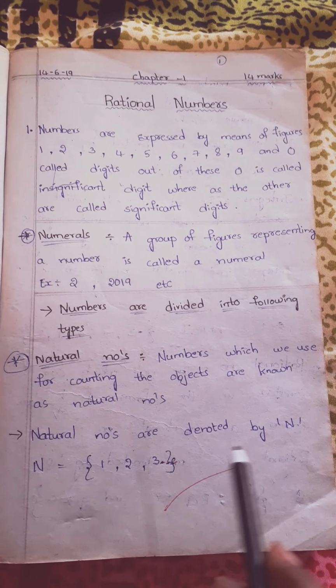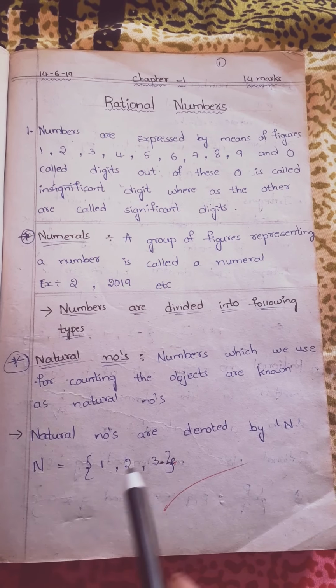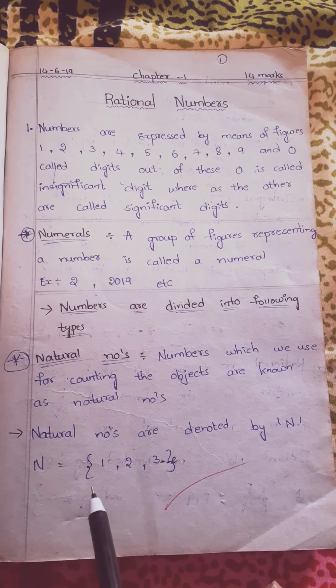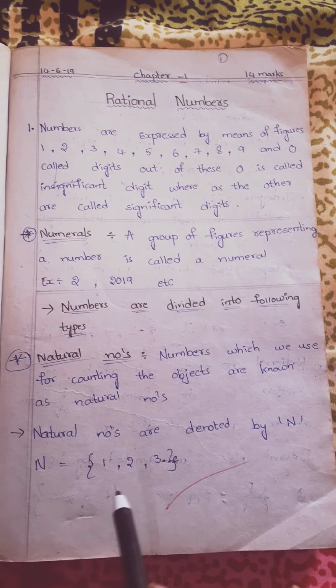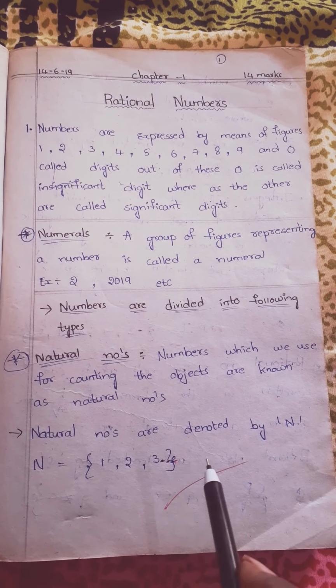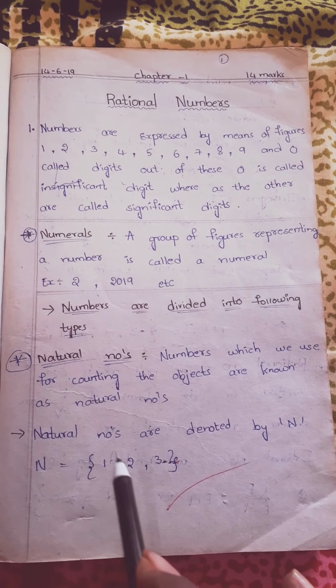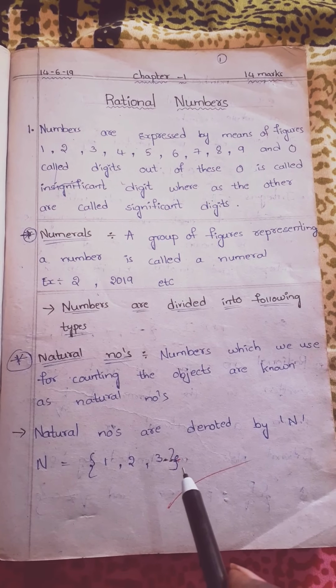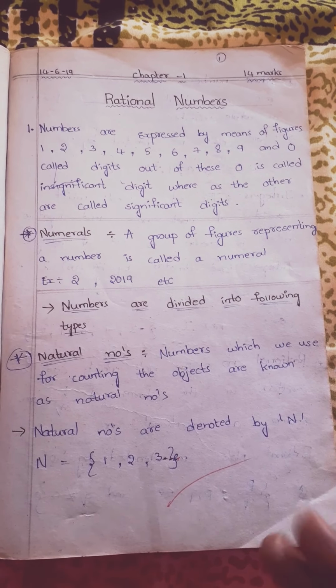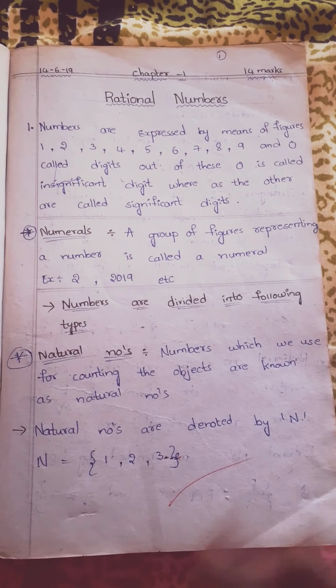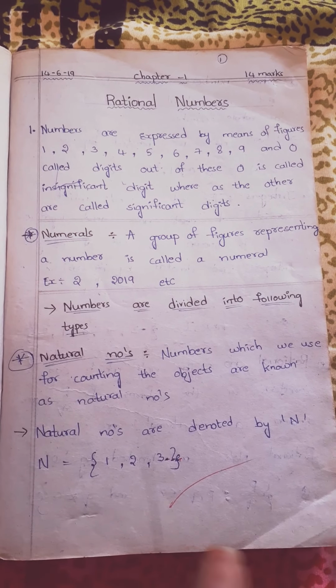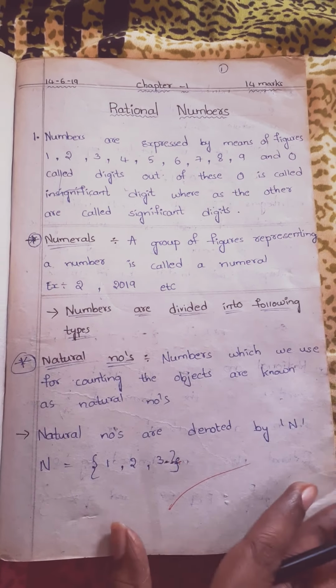Natural numbers are denoted by capital N, children. So capital N is equal to, in curly brackets, 1, 2, 3, and so on. The smallest natural number is 1. The biggest natural number we cannot say, it is undefined. Why? Because it may be 2021, it may be 10 lakhs, 10 billions, any number.